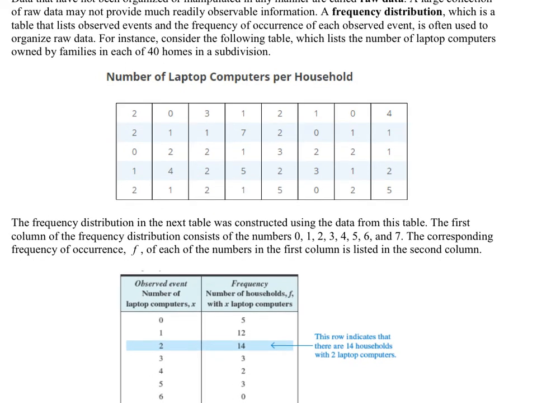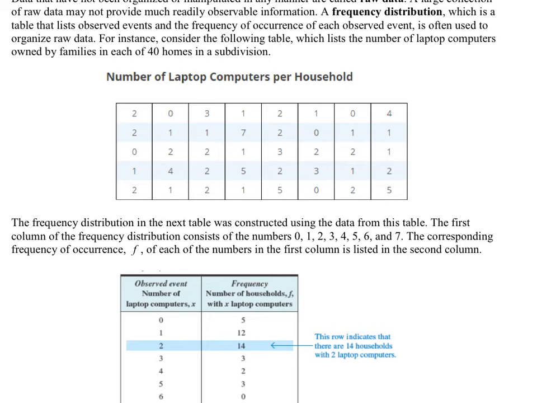We see a whole bunch of numbers. I see numbers all the way from 0, looks like up to 7 is the highest number that I saw, just briefly looking at it. But that's a bunch of raw data. We haven't messed with it at all. So it says the frequency distribution in the next table was constructed using the data from this table.